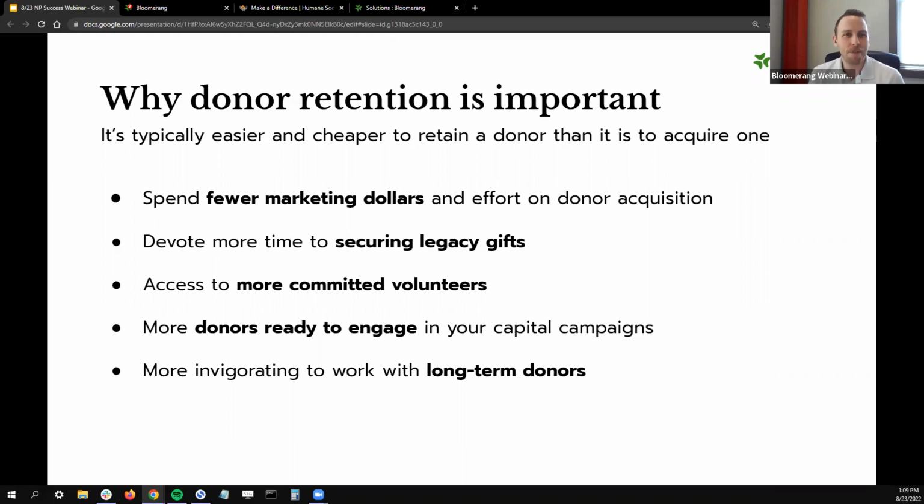And honestly, it's just more fun to have donors around longer. It's more invigorating to work with long-term donors. You get to have that back and forth, build that actual relationship, and check in. So these are what I call the fringe benefits of donor retention. There are clearly some fiscal benefits of retaining donors, but there are lots of things that can roll up with donor retention.